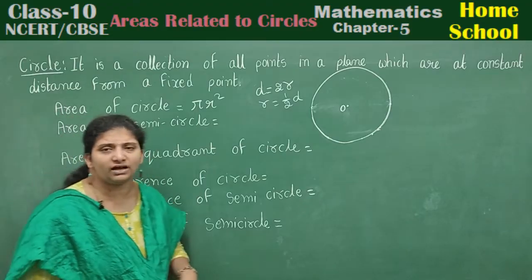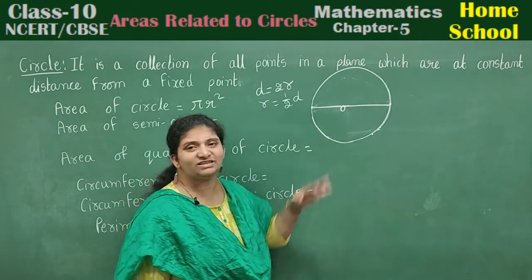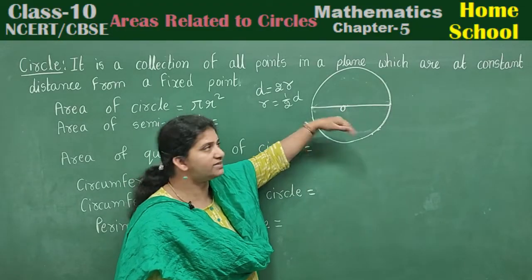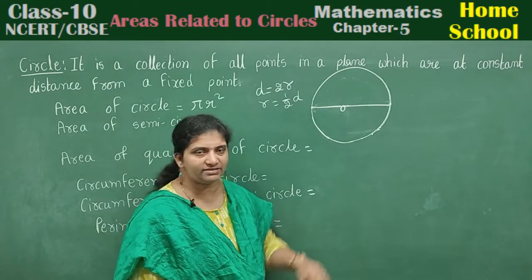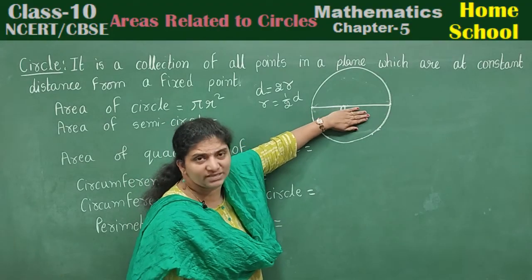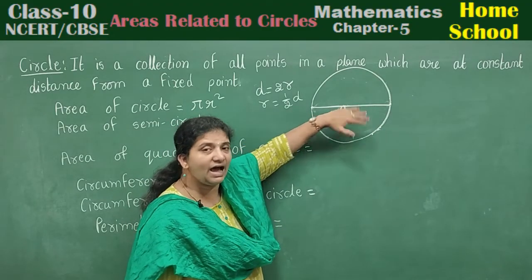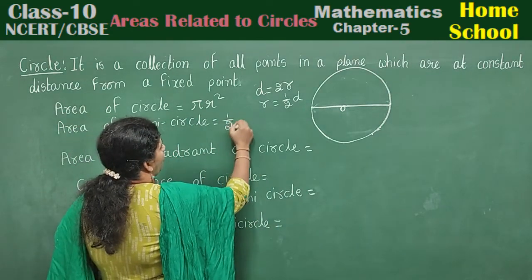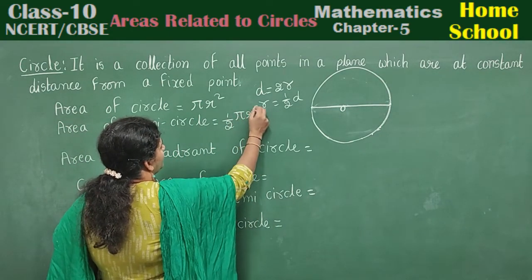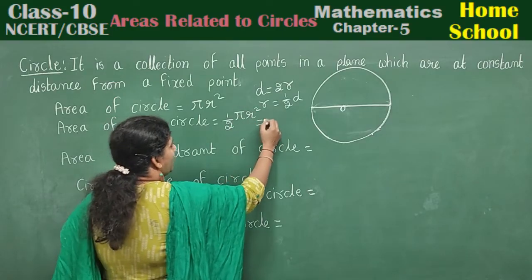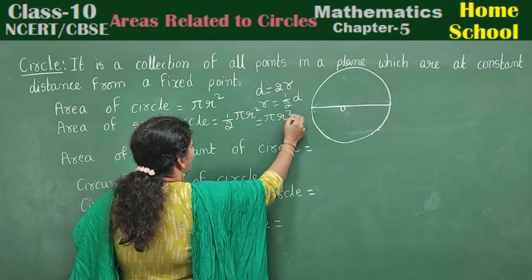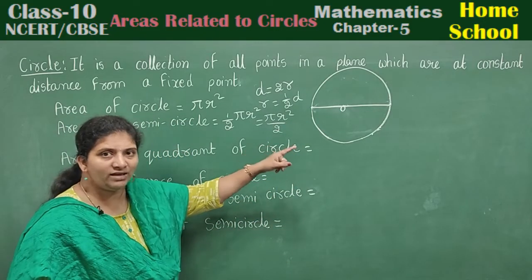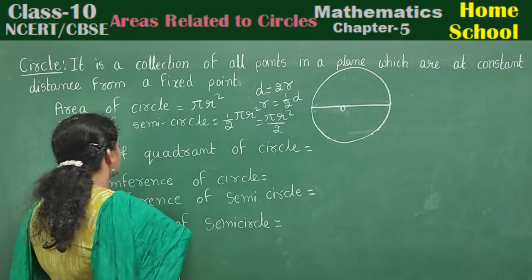Area of semicircle. Half of the circle is called a semicircle. Either this semicircle you can consider or this semicircle you can consider. What is the area of this semicircle? That means half of the area of a circle, that is, half of pi r square. Pi r square by 2 square units. That is the area of a semicircle.